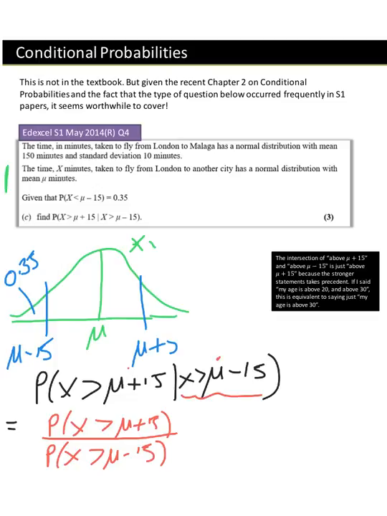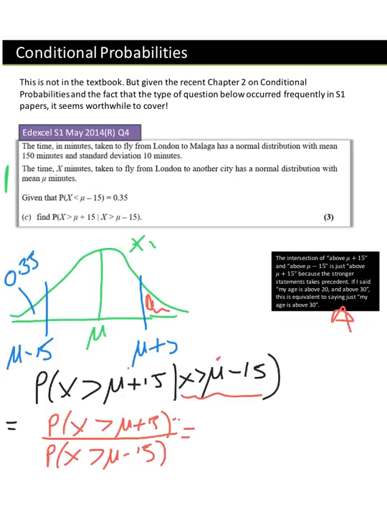So if you think about this sensibly, as it says here, little tip in the box, the intersection above mu plus 15 and mu minus 15 is just this area here. So that is our intersection. So that is what goes on top there.